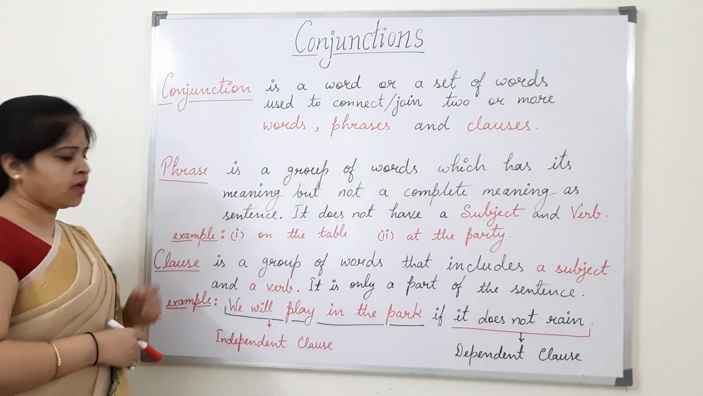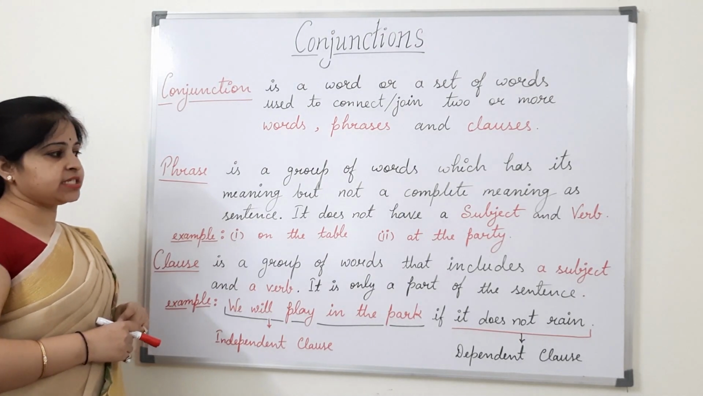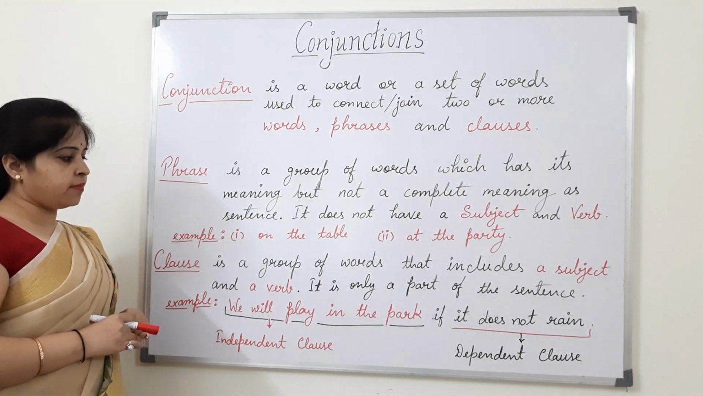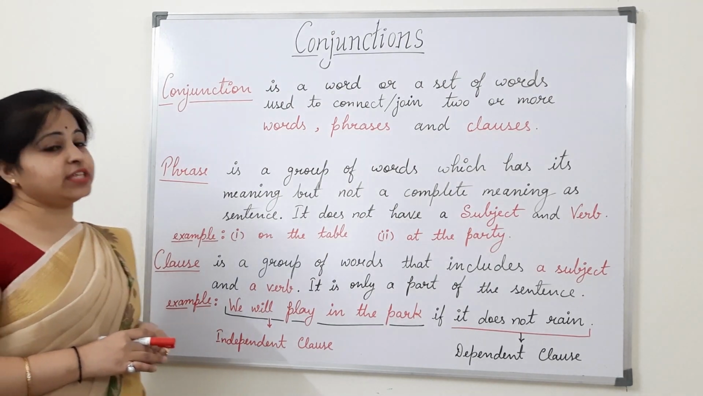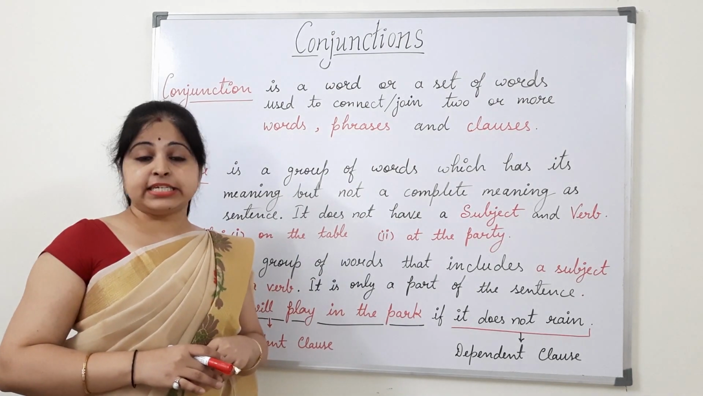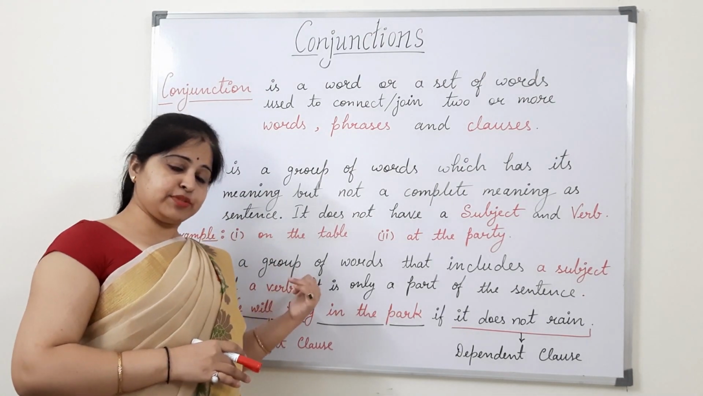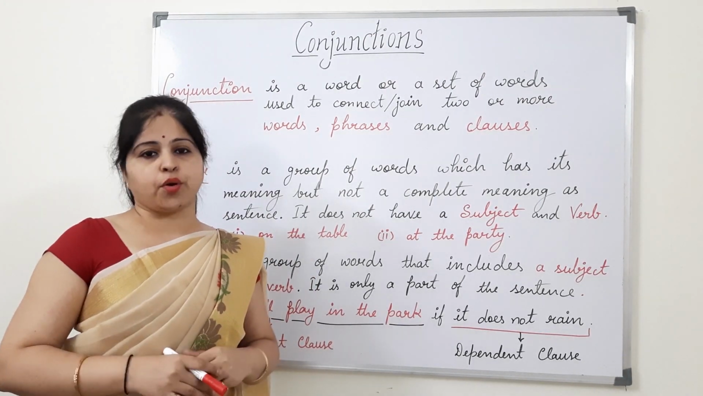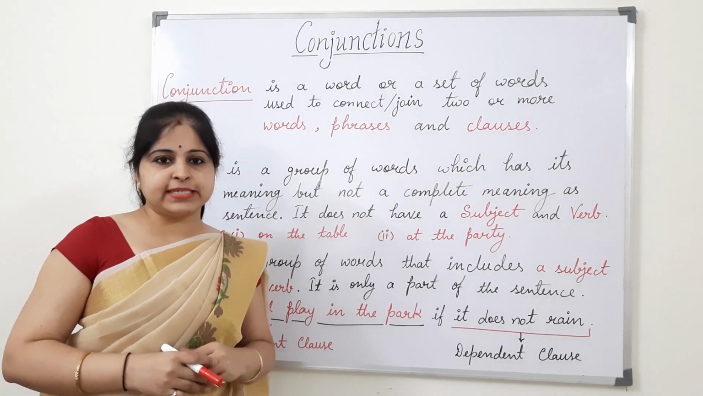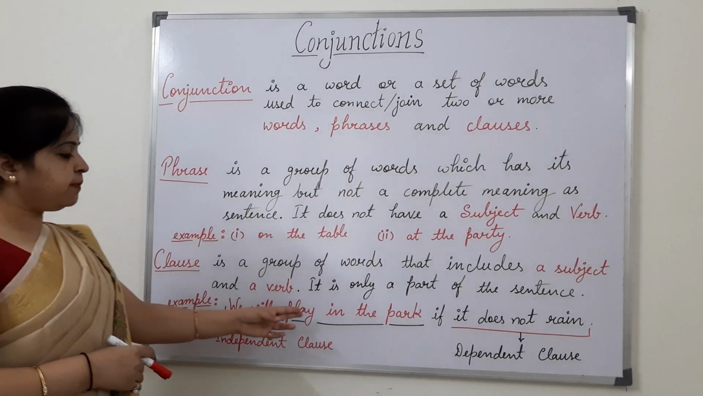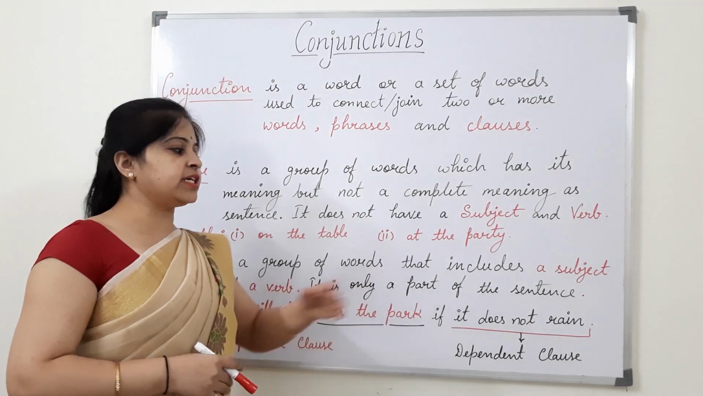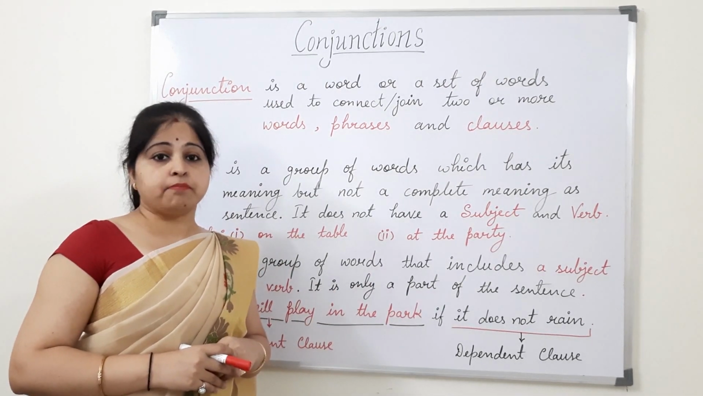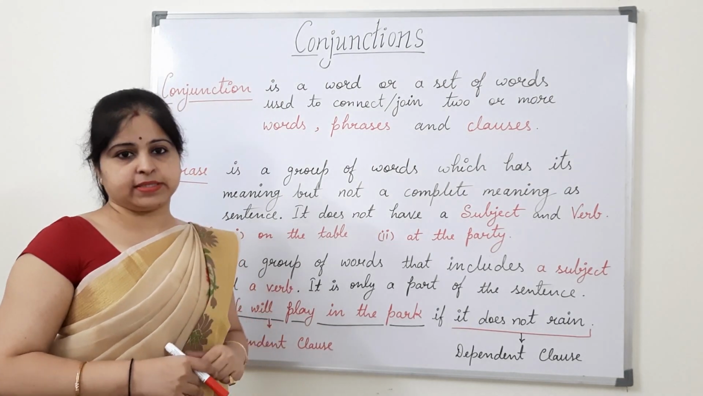Clauses. A clause is a group of words that includes a subject and a verb. It is only a part of the sentence. It does not mean that because it has a subject and verb, it's a sentence. No, it's just a part of a sentence. Let's see the example. We will play in the park if it does not rain. This is a complete sentence, but it has two clauses.